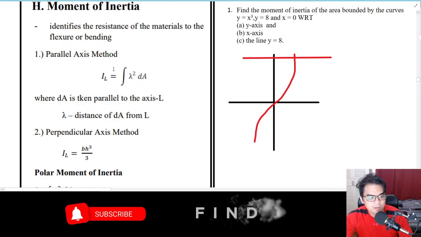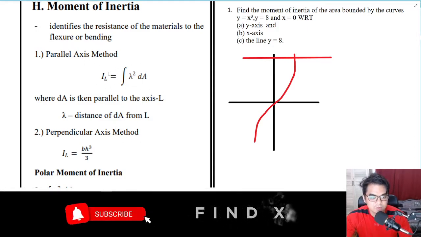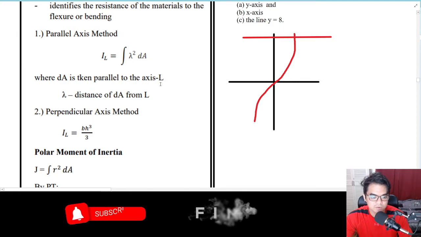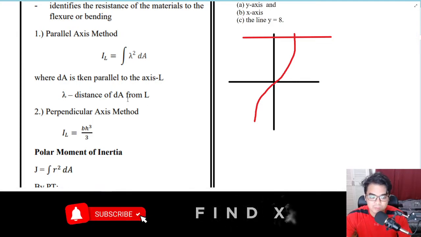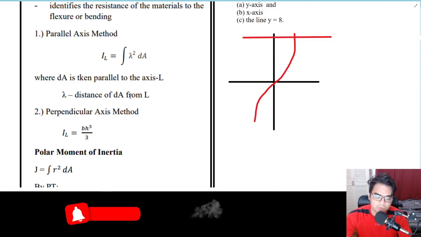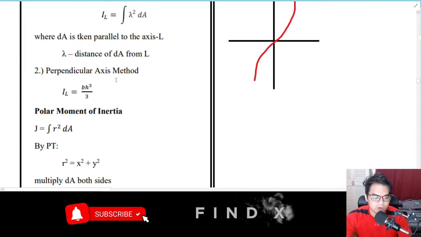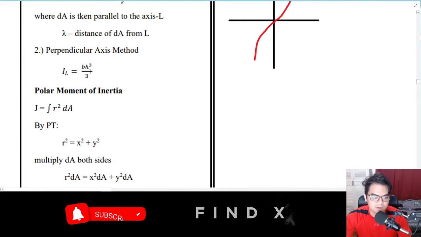For the parallel axis method, we have I_L, or the inertia, is equal to the integral of lambda squared dA, where dA is taken parallel to the axis L, and lambda is the distance of dA from L. This is simply the distance of the dA, or the strip, to the axis of revolution. For the perpendicular axis method, it will be just base times height cubed all over 12.